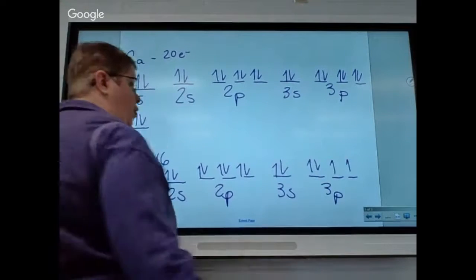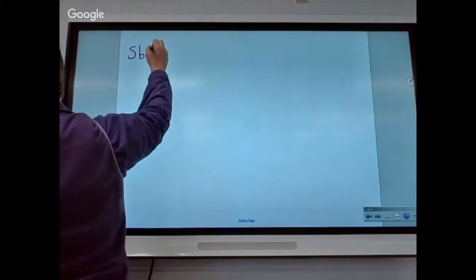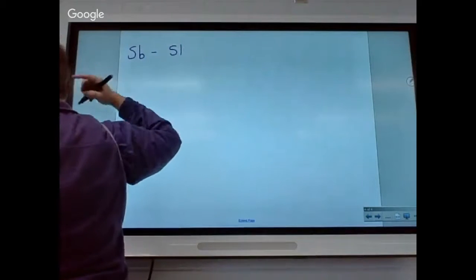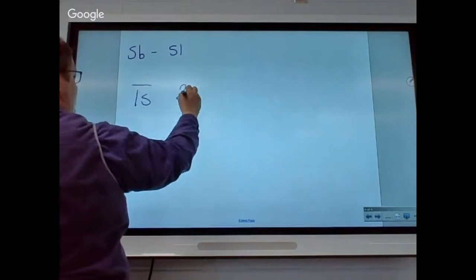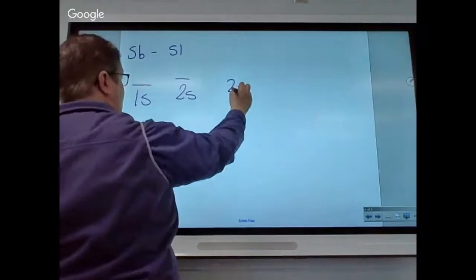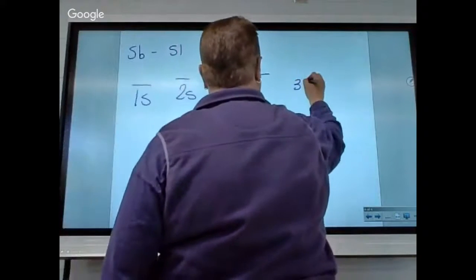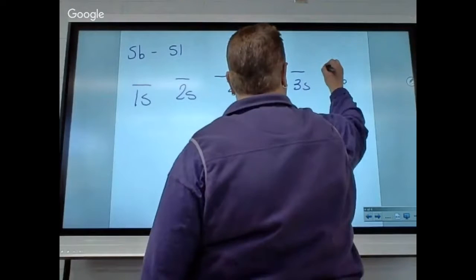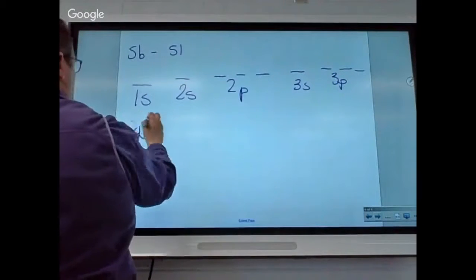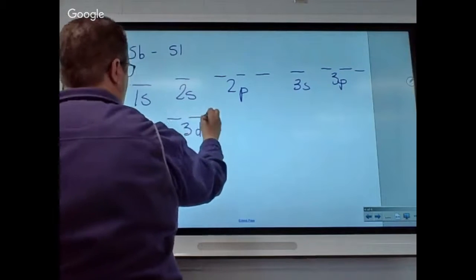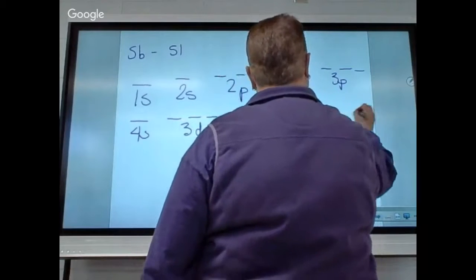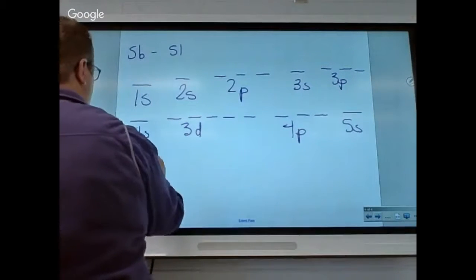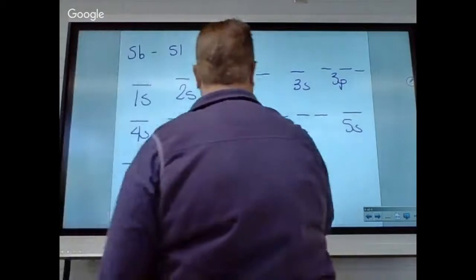All right, what was the last one with orbital notation? Antimony. What's that, 50, 51 electrons? Yeah, 51. All right, I need to end on 5p3. So 1s has 1 line, 2s has 1 line, 2p has 3 lines, 3s, 3p, 4s, 3d, 4p, 5s, 4d, and 5p.